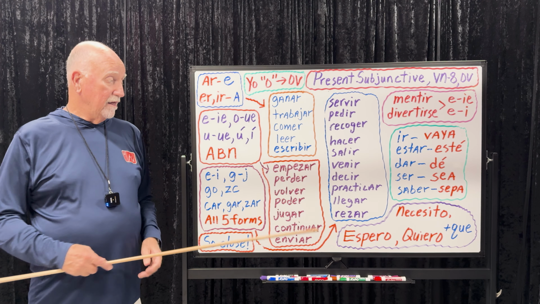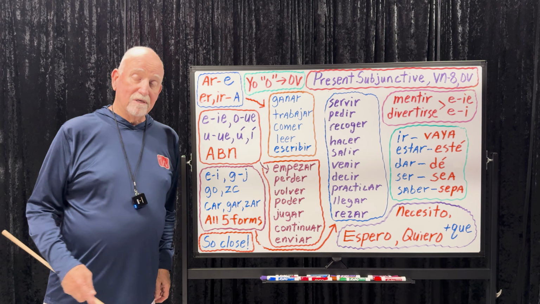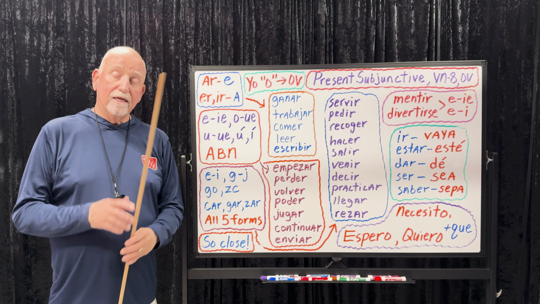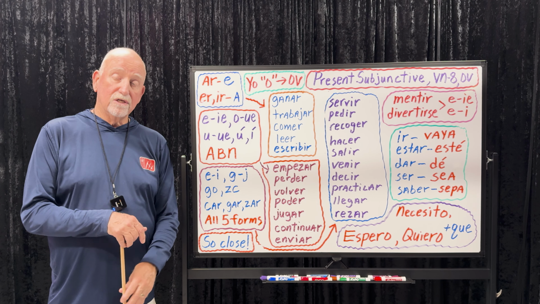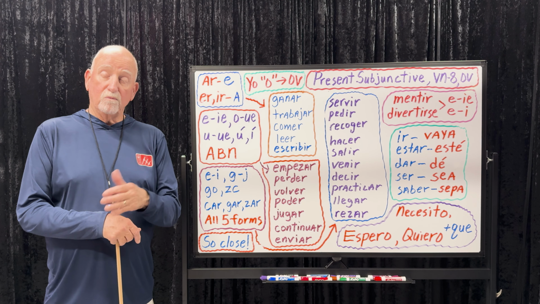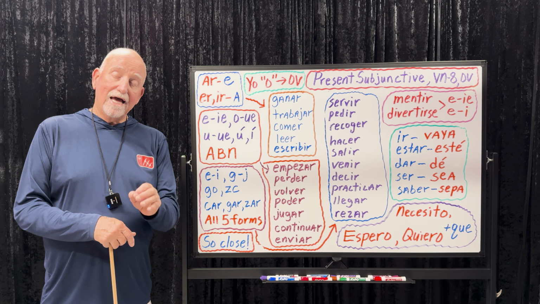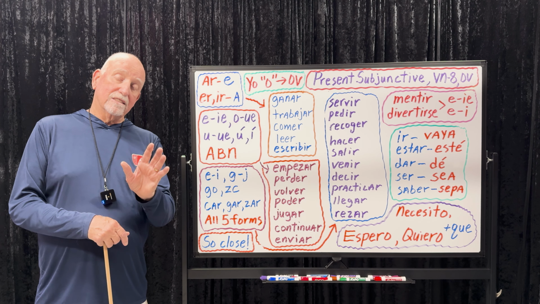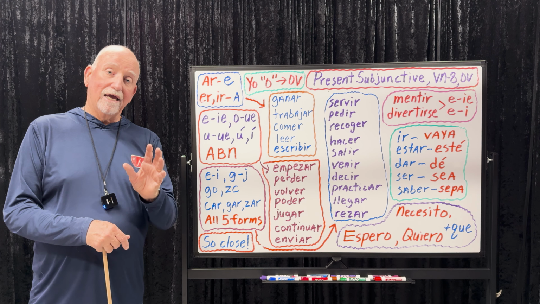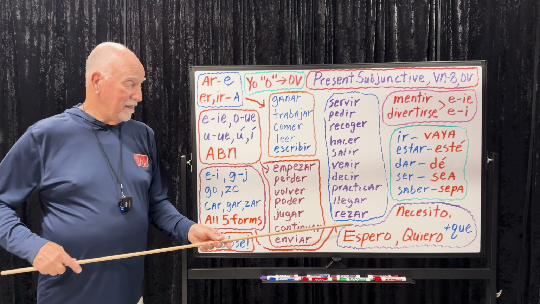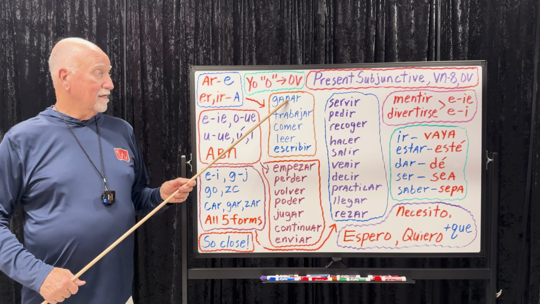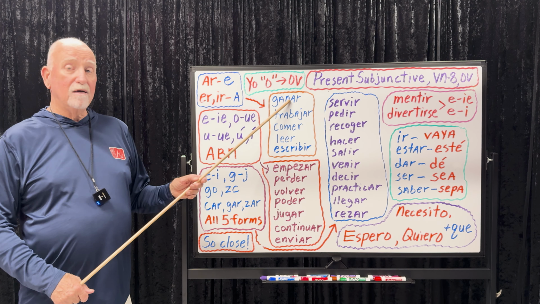Let's go with espero. It means I hope. If I want to say I hope we win, it's so easy. Watch this. Espero que. Now, que means that. In English, you can say I hope that we win or I hope we win. You don't need to say that in English. But in Spanish, you need the que. So, I hope we win would be espero que. Come on, opposite vowel. Espero que ganemos.